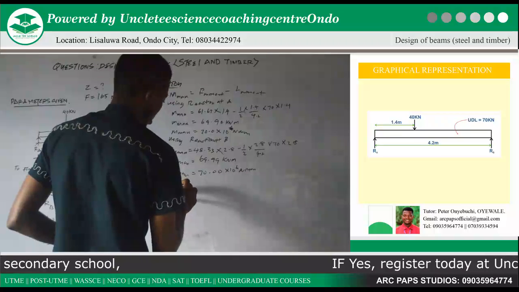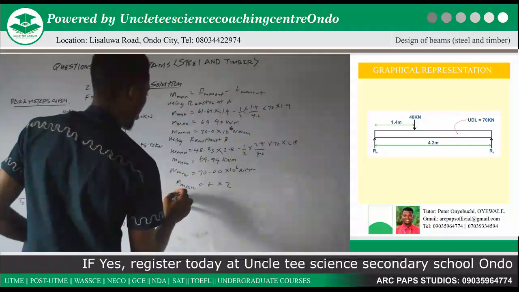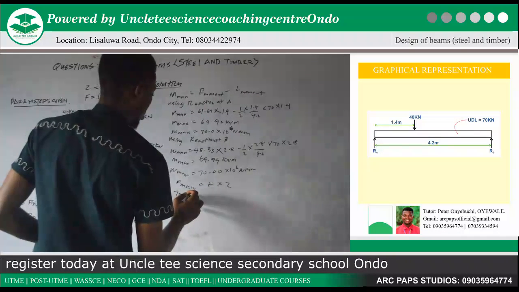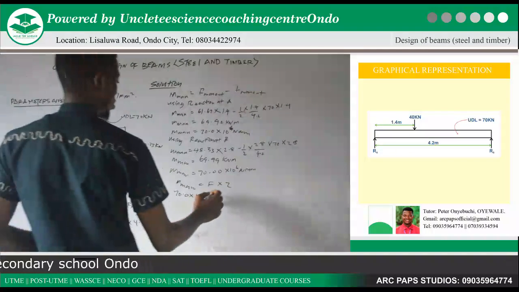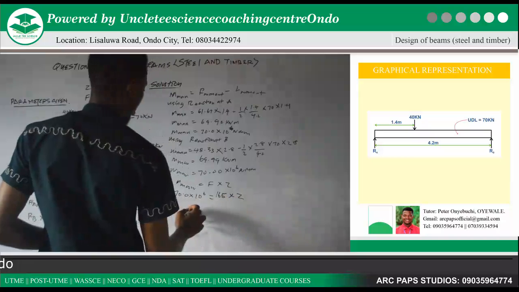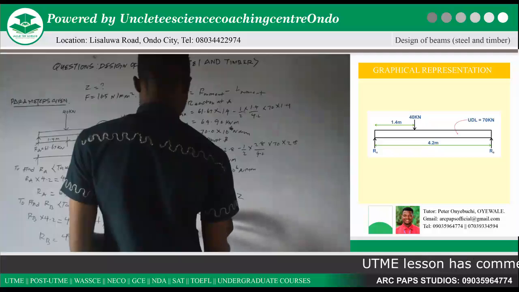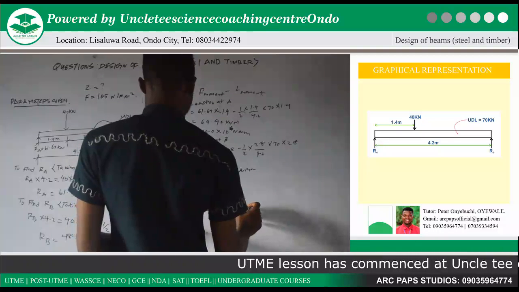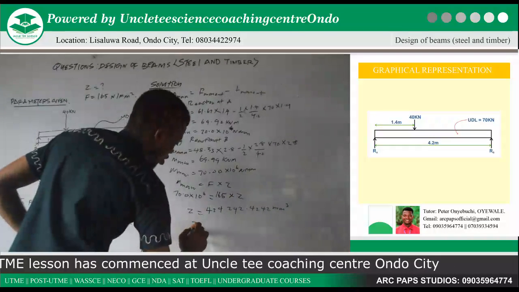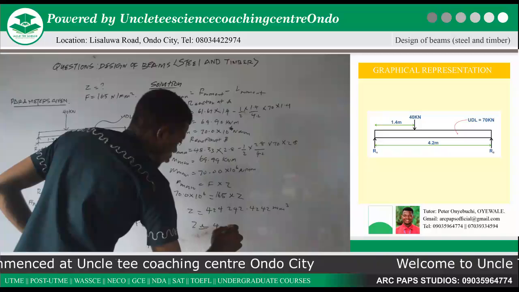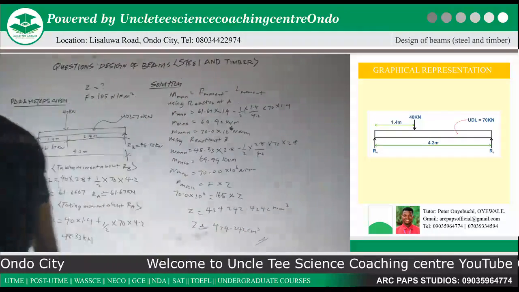So you can see that either you use your reaction at A or your reaction at B, you're still going to get the same answer, provided you compute it well. Now, since our Mmax is given by our bending stress times our sectional modulus, and we have gotten our Mmax to be 70.0 times 10⁶, our F is 165. Now, making Z the subject of the formula, that will give us 70.0 times 10⁶ over 165, which will then give us our Z to be 424,242.4242 millimeter cube, which is approximately 424.242 centimeter cube.